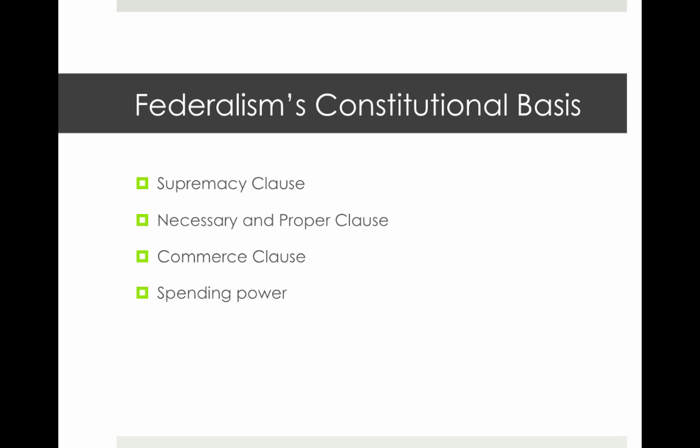And then finally, the spending power. The federal government has the power to mint and coin money, but also to raise money and really the power to distribute money and spend money. So the spending power of Congress and the federal government is one tool by which the federal government can change policy within the states that it might not otherwise be entitled to do under the Constitution.